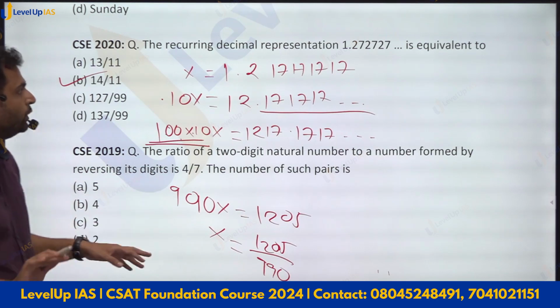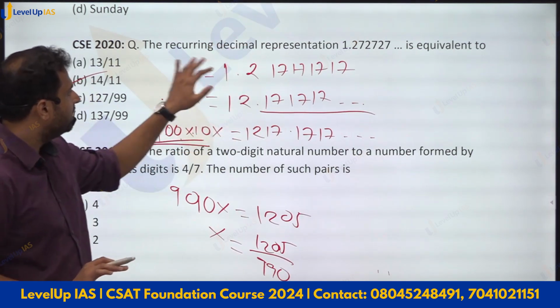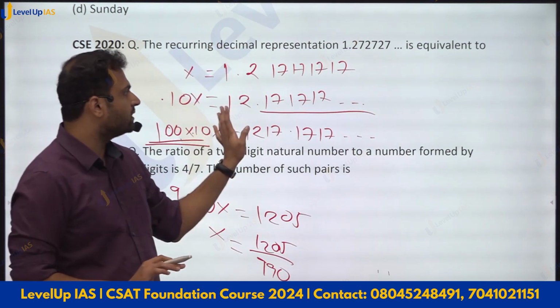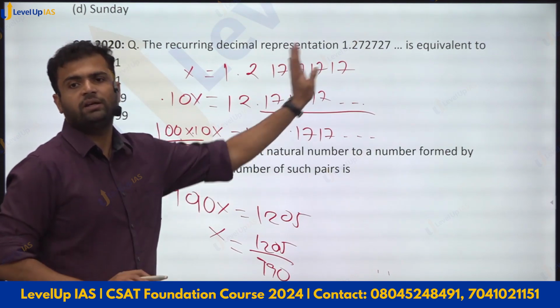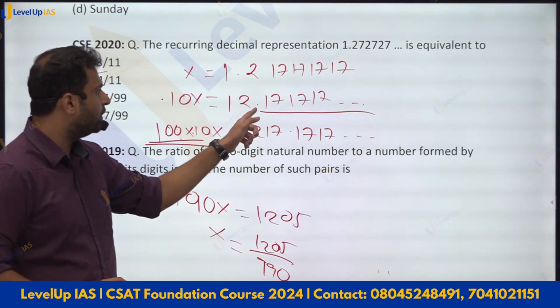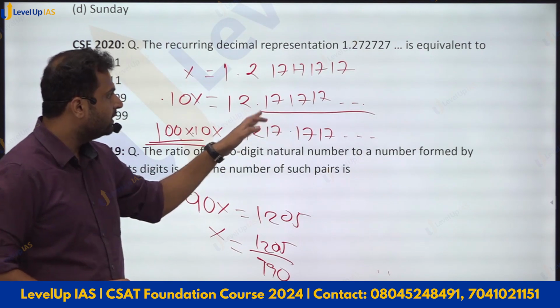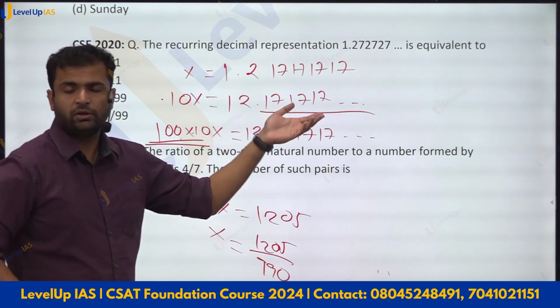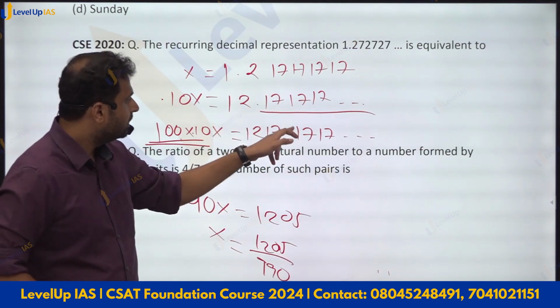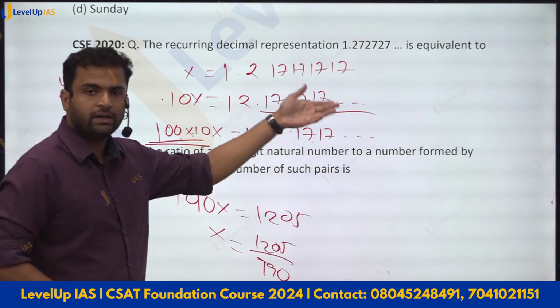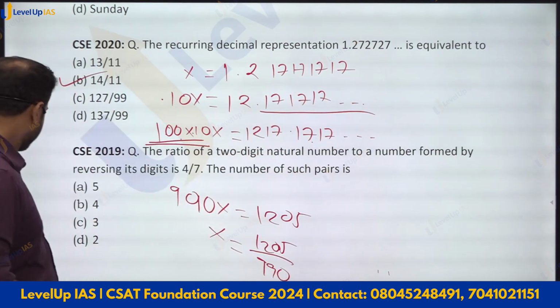Okay, this is how we do it. We firstly multiply the given number in such a way that only the part that is repeated appears after the decimal point, and then we multiply by a particular power of 10, so that this repeated part can get cancelled in the next step.